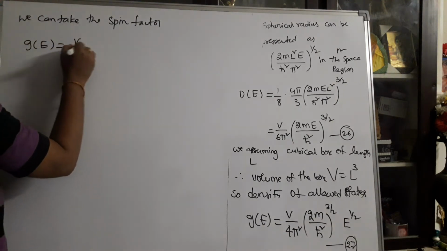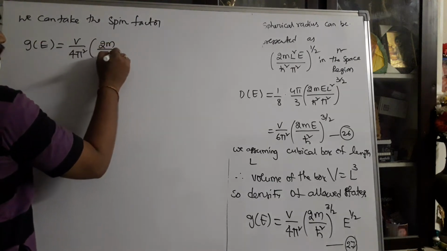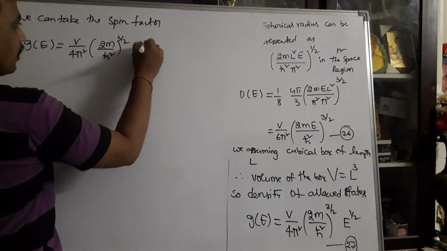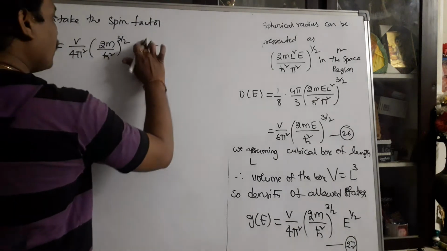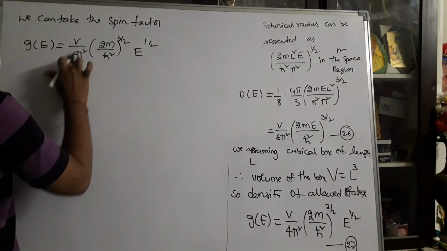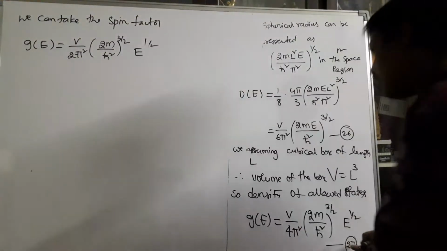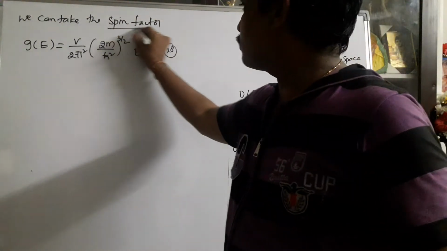G of E is equal to V by 2 pi square into 2m by h cut square, whole power 3 by 2 into E power 1 by 2. I am mistaken, here it is 2 pi square. With respect to this, you can take the spin values also based on spin factors. Here, equation number 28 includes the spin factor.